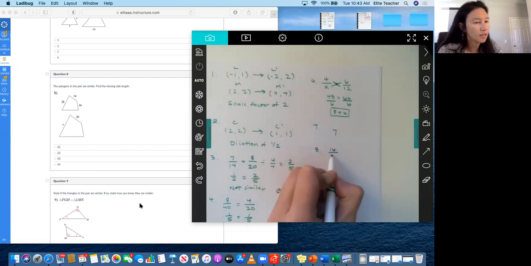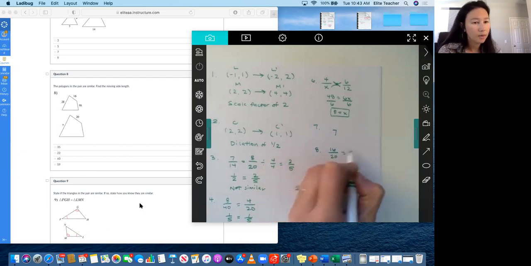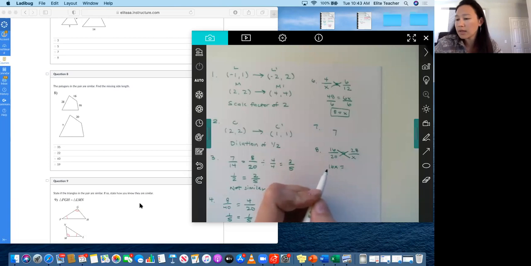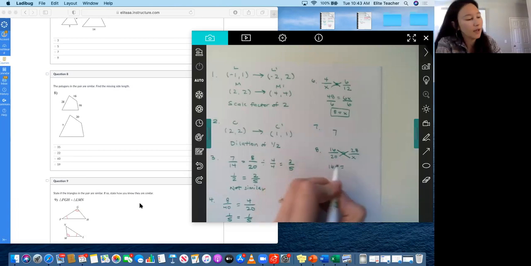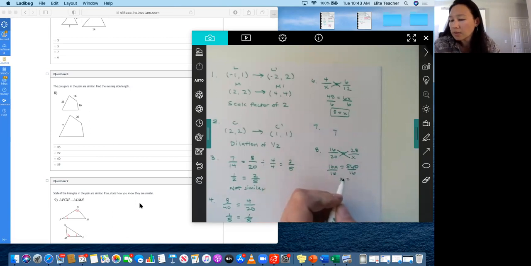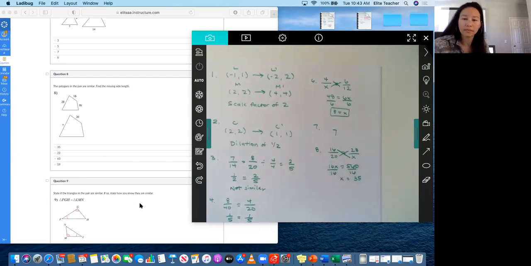So you can say 16 over 20 equals 28 over x. We cross multiply, 16x equals 20 times 28, which is 560. We divide both sides by 16, and x equals 35. Any questions on number 8?